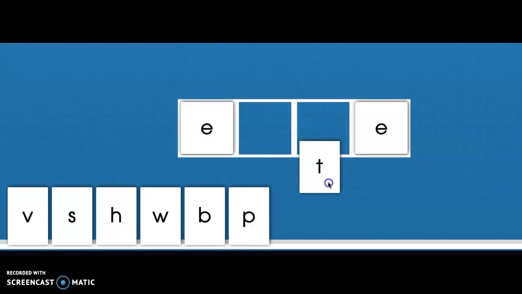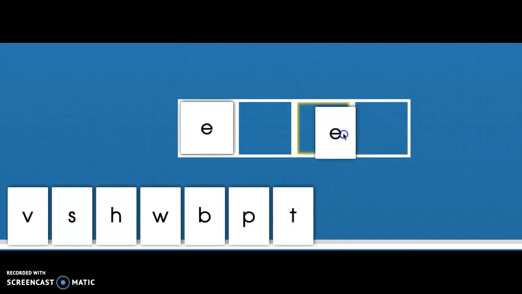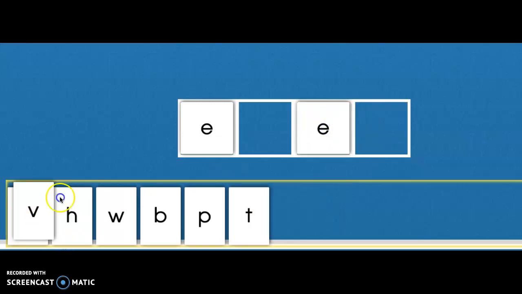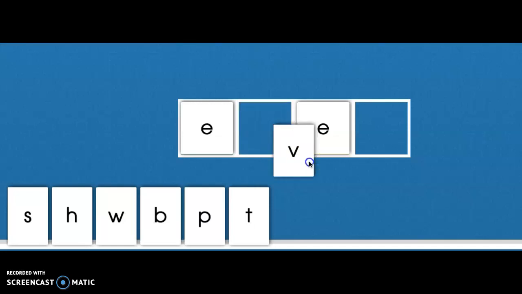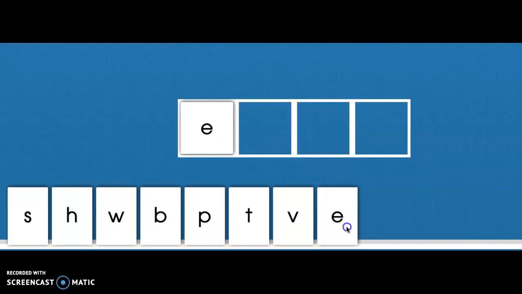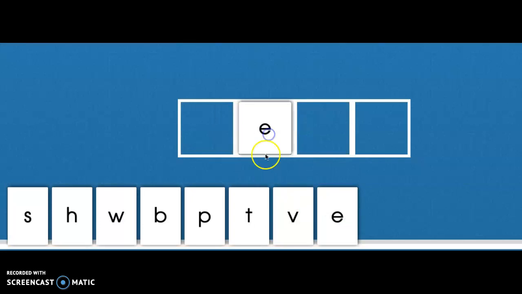So I'm going to keep them like this, and I'm going to put a V in the middle. Instead of EV, it's going to be Eve. Eve. So if we continue using the long E, what would this word be?